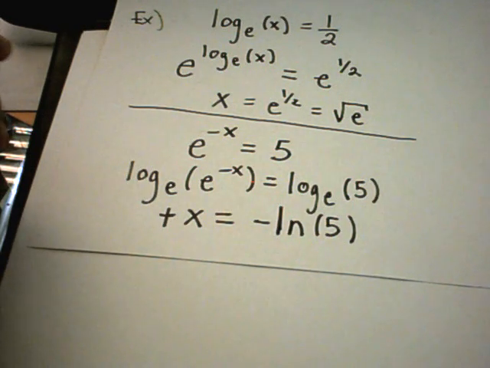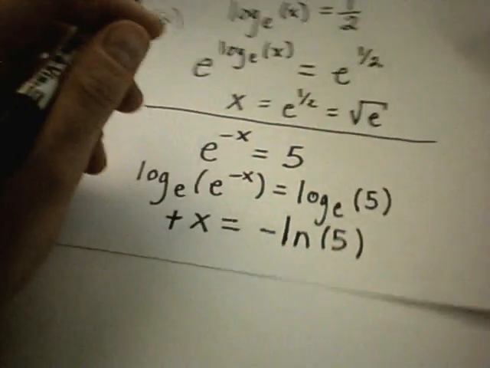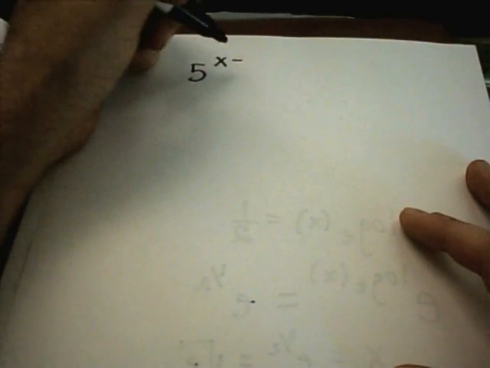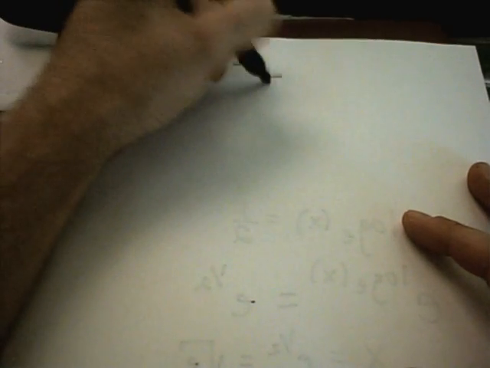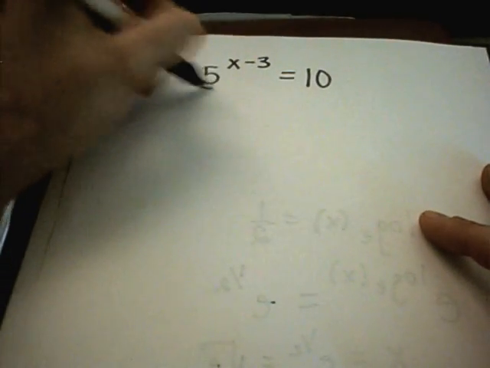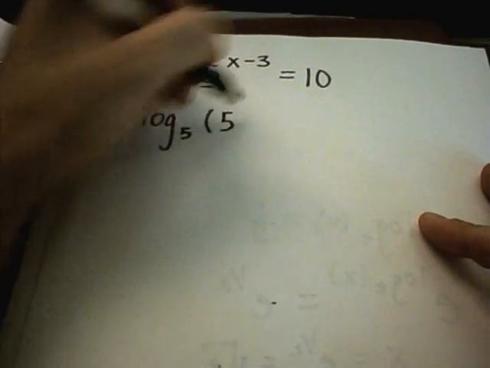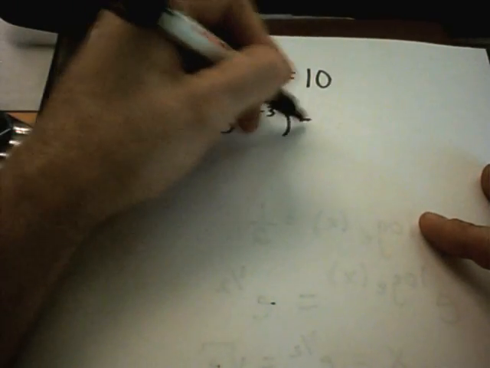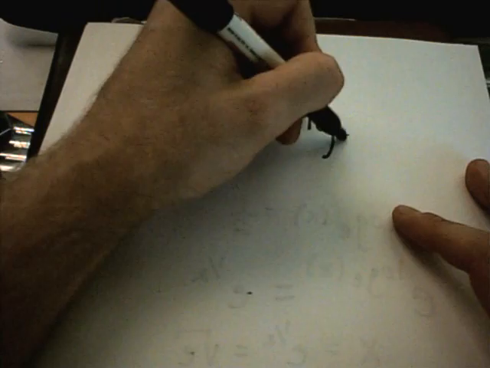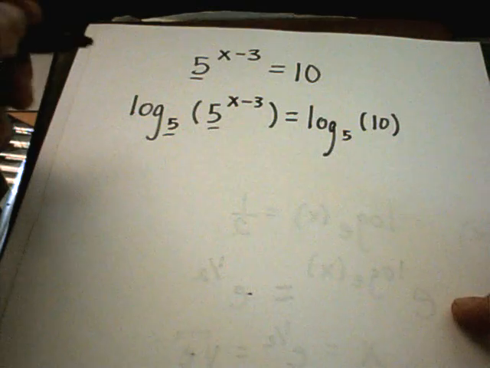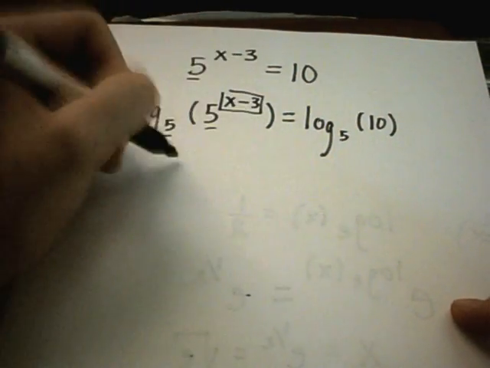Maybe just one more very basic example. Suppose I have 5 raised to the x minus 3 equal to 10. Well, again, the bases have to match up, so I'm going to use log base 5 on the left side. I'll use log base 5 of the right side. Again, these two symbols match up. Whatever's upstairs, that's what you're left with.